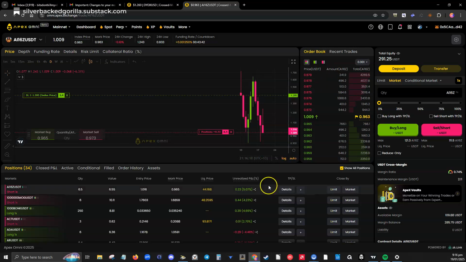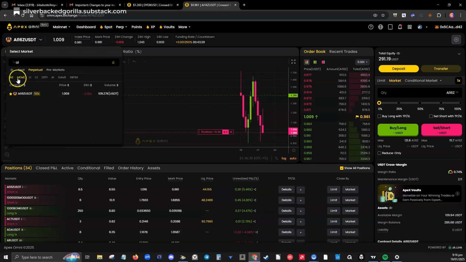It's a newer exchange. It has a new spot market they've created, and there's a lot of liquidity there if you are trading spot on any of these, especially meme coins. As you can see here, if I drop this down, they have meme coins, layer 1, layer 2s, DeFi, AI theme, gaming, and also infra, which is short for infrastructure coins.